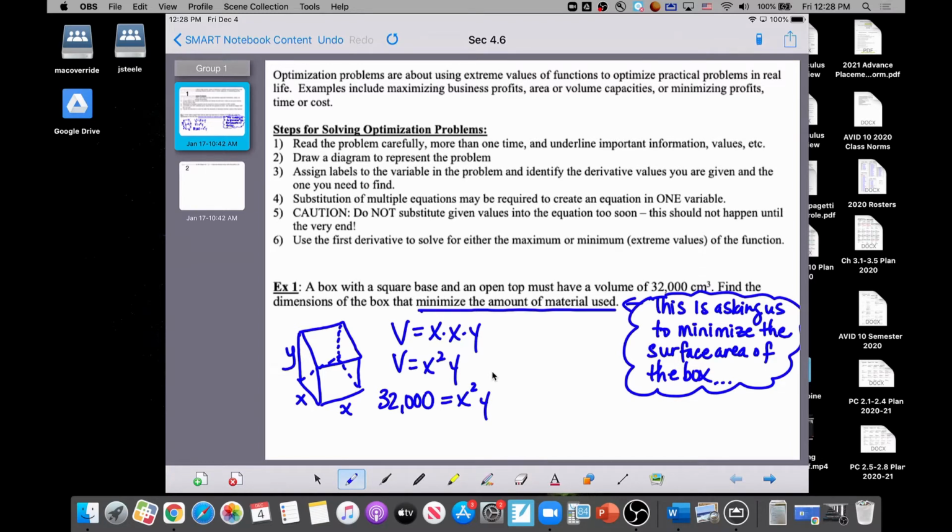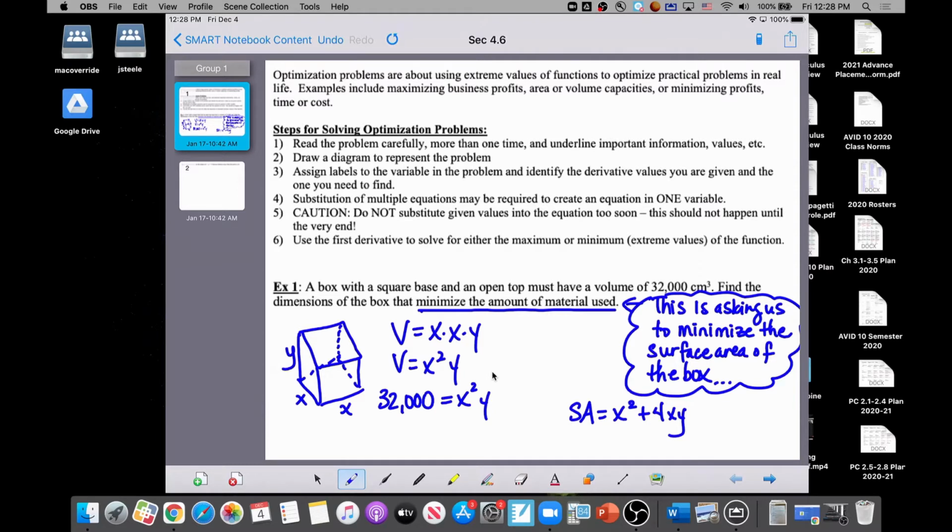Let's write an equation for the surface area. Remember, the box has an open top, so we just have the bottom, and the area of the bottom is going to be X times X. So my surface area is going to be X squared plus the 4 sides of the box, and the area of each of the 4 sides is going to be X times Y.